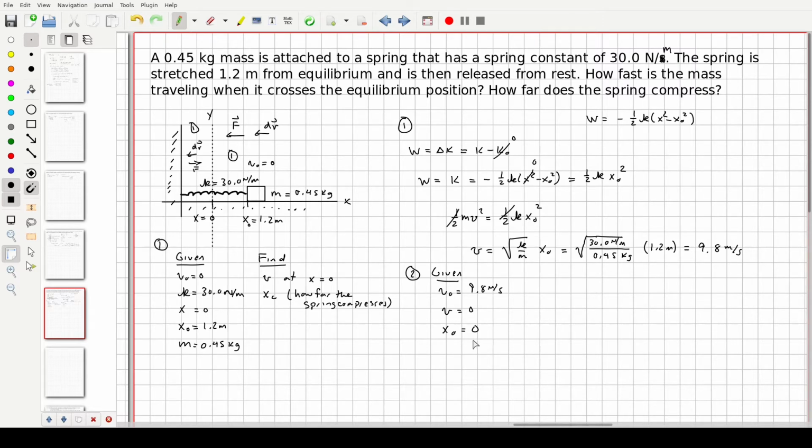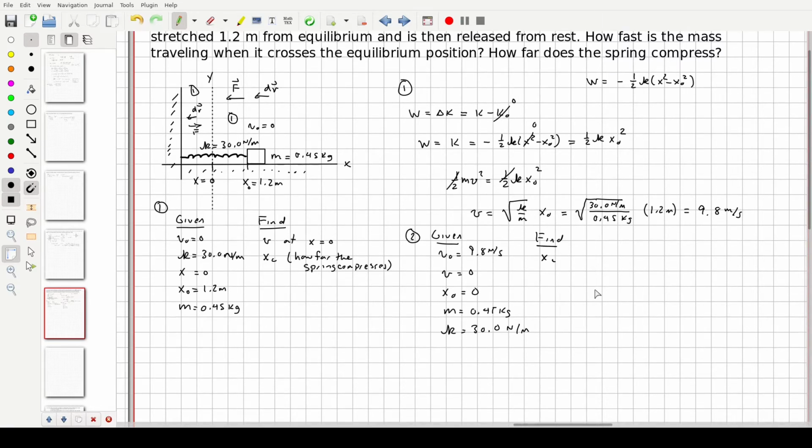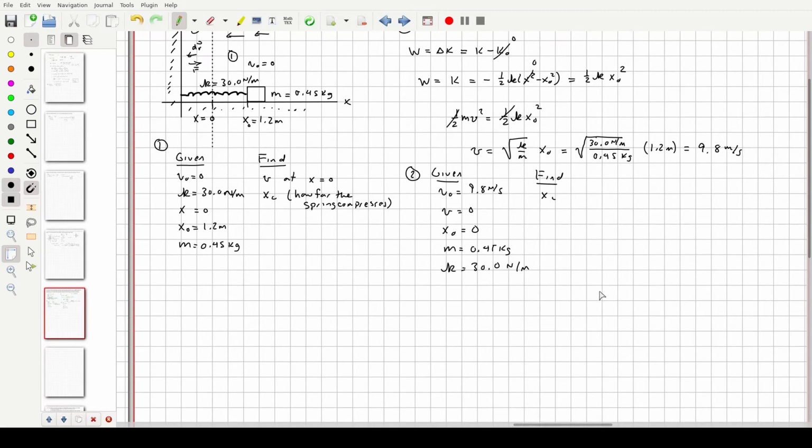We're trying to find the compressed distance, which is x sub c, which we'll put there in a second. We have our mass, which is 0.45 kilograms, and our spring constant, which hasn't changed, 30.0 newtons per meter. So what we're trying to find is x sub c. This is not really the compressed length, but rather the distance that's been compressed.